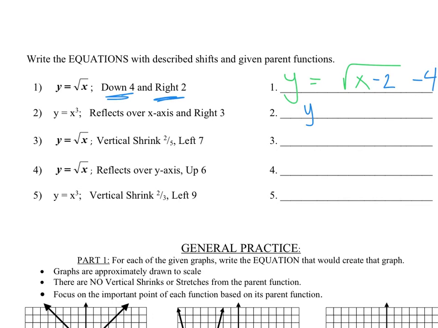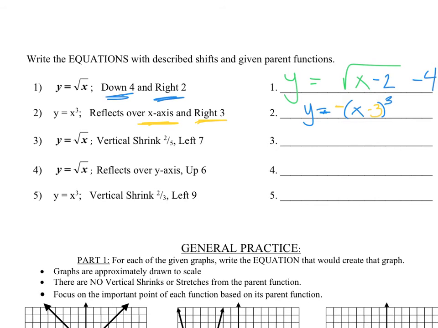The next one is x cubed. So just like the x squared, I want to make sure I write my parentheses first and leave a little space if I move anything from right to left. So they tell me it reflects over the x-axis and it moves right 3. Reflecting over the x-axis, I'm going to move that negative on the outside, and I'm moving right 3, so I'm subtracting 3 on the inside there.